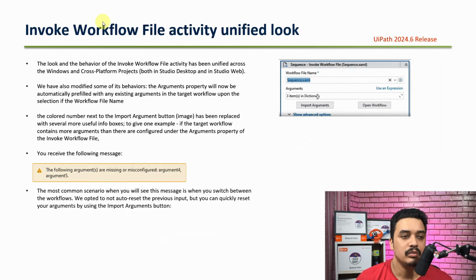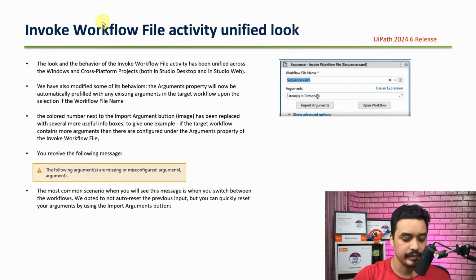Okay, so moving ahead, the next one is the Invoke Workflow File unified look and some enhancements. This is one of the most common activities which developers use when you have more than one XAML file. We pass automation XAML via arguments from one automation to another automation. The first thing is now you would see the same look in Studio Web, cross-platform automation, and Studio Windows automation. Now everywhere you would see this same Invoke Workflow. Apart from that, there has been a small enhancement on these activities.